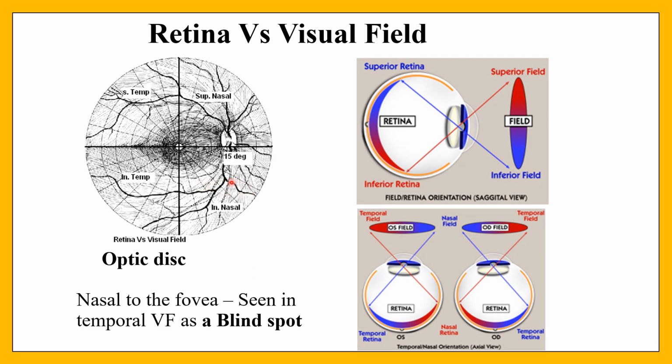Anatomically, the blind spot lies 15 degrees on the nasal side of the fovea, but temporally in the visual field. Talking about the retina versus the visual field, visual field coordinates are opposite to retinal coordinates: light entering from the superior field is detected by the inferior retina and vice versa, and light entering from the temporal field is detected by the nasal retina and vice versa.